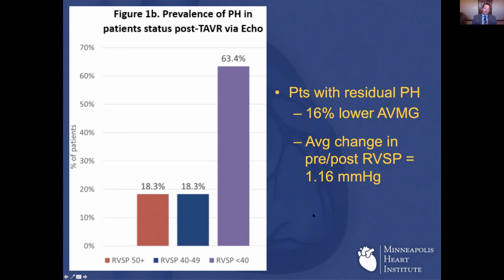And what we find is that these patients that fall into this latter category of RVSP greater than 50 tended to have a lower aortic valve mean gradient pre-TAVR, and really didn't make any changes post-TAVR with their RVSP, with only about a millimeter change pre and post-TAVR in that group.